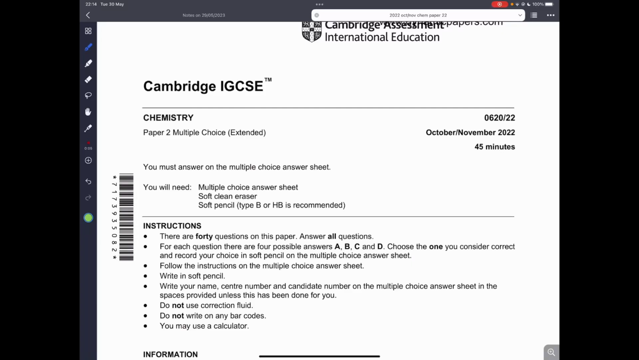Today we are going to be doing chemistry, paper 2, multiple choice extended, October-November 2022. Now this is a fairly recent paper, so let's get on.